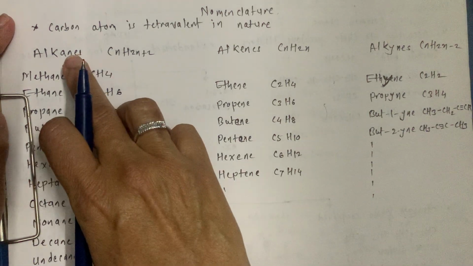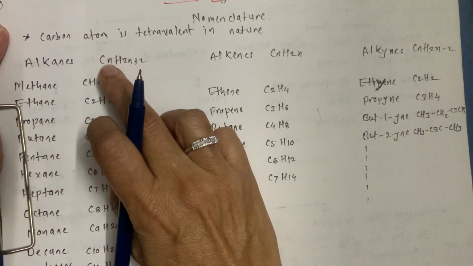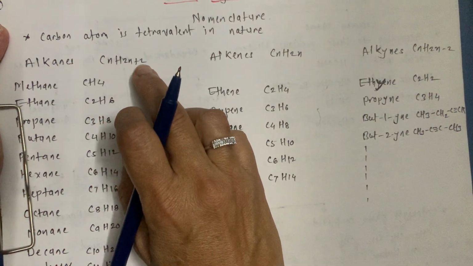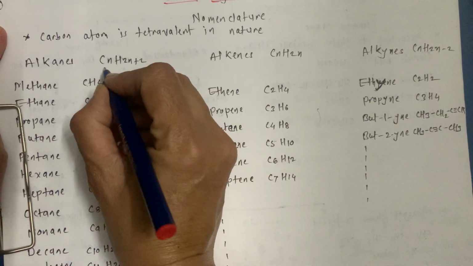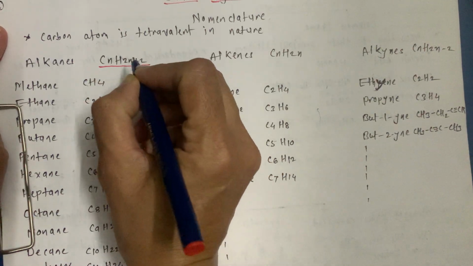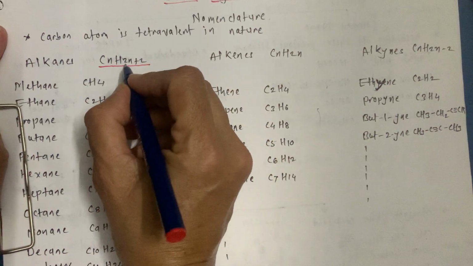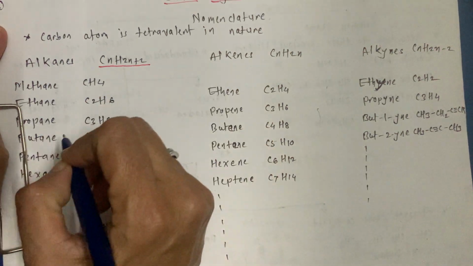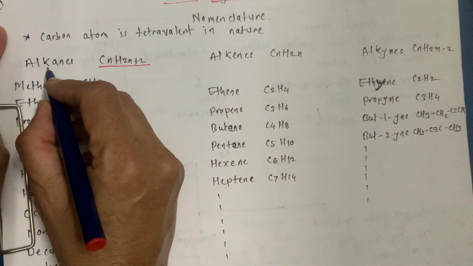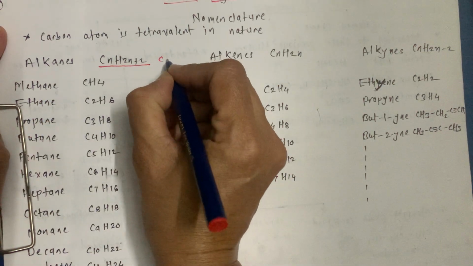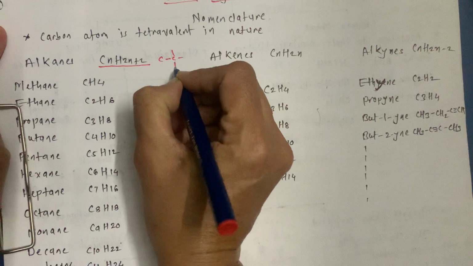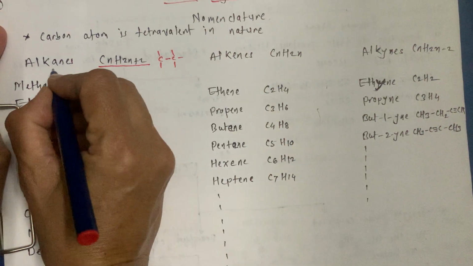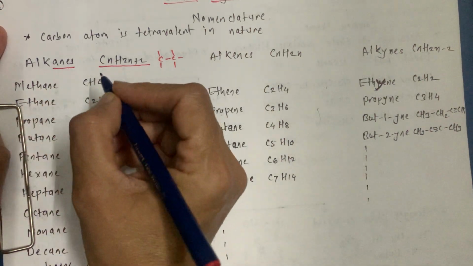In alkanes we know that the general formula is CnH2n+2, where n is the number of carbon atoms, and according to that we join hydrogen atoms, which are 2n+2. In alkanes it is a C-C single bond, with names ending in ANE.